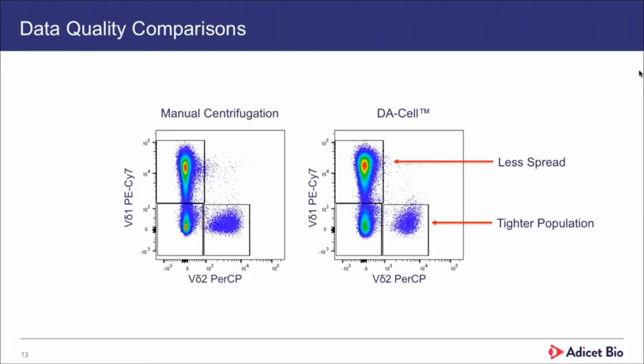And the V delta 2 single positive in the lower right tends to be tighter. Now, the added benefit here is it makes the gating strategy a lot easier for operators because the separation between the negative population and the positive population is that much cleaner.